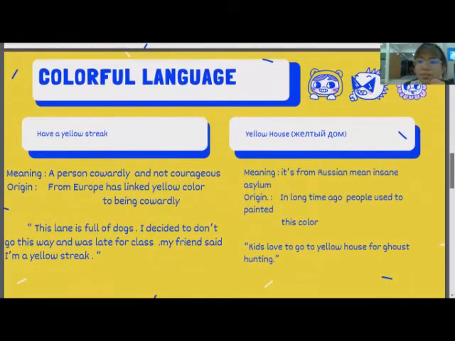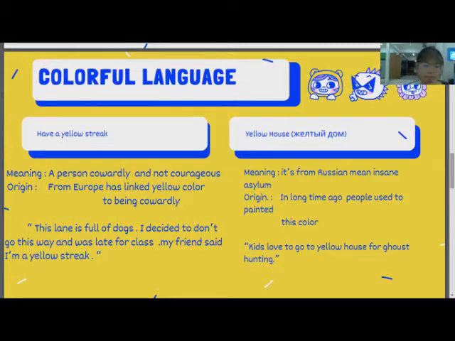When it comes to colors in language, there is an idiom: have a yellow streak. This phrase means a person who is cowardly and not courageous. It originated from Europe, which linked the color to a person who is introverted. For example, this land is full of dogs, and I decided not to go there. So I go to another lane, and my friend said that I'm a yellow streak.